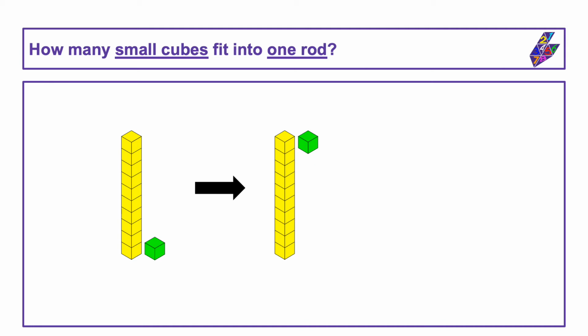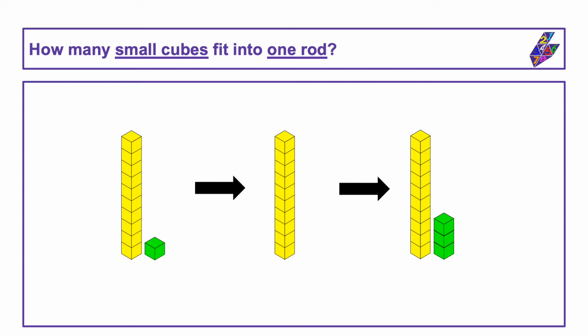We can iterate or repeat one small cube 10 times when comparing it to a rod. 1, 2, 3, 4, 5, 6, 7, 8, 9, 10. 10 small cubes fit into one rod.